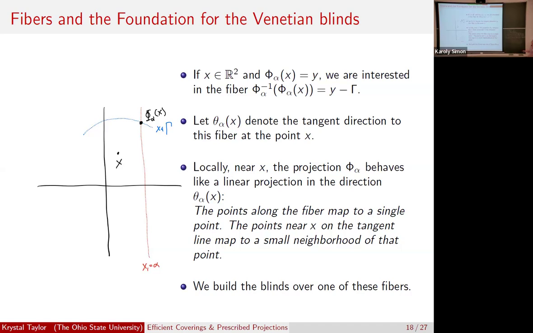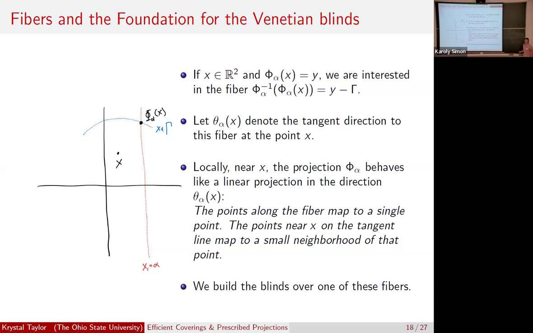Okay, so the points along the fiber map to a single point. The points near x on the tangent line map to a small neighborhood of that point. So if I have little points along here, they're going to get mapped to a little interval, whereas if I had taken the normal here, they're going to map to a bigger interval. Okay, so we build the blinds over one of these fibers.